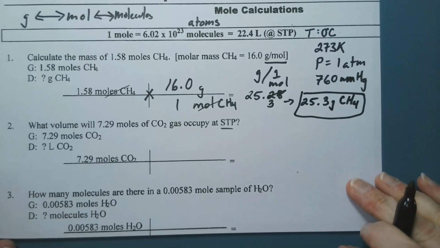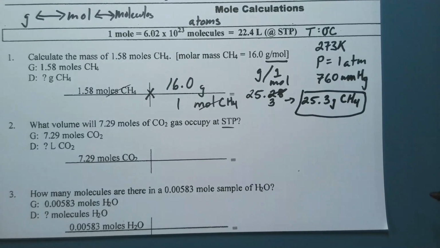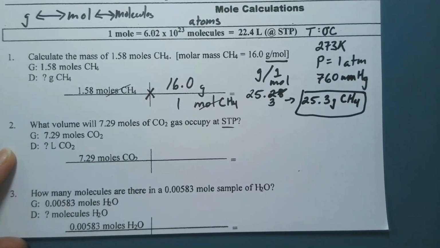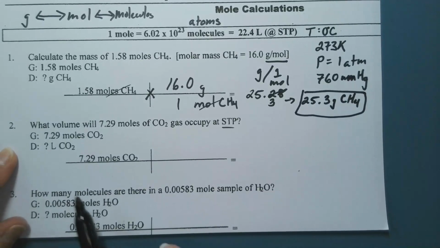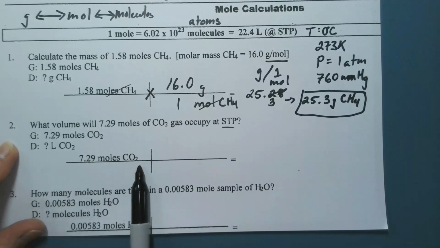Okay, let's try number 2. So number 2 has this STP and they want volume. So we're going to use that other definition of a mole. What volume will 7.29 moles of CO2 gas occupy at standard temperature and pressure? Okay, so we're starting with what's given again. They've already placed it here for us.